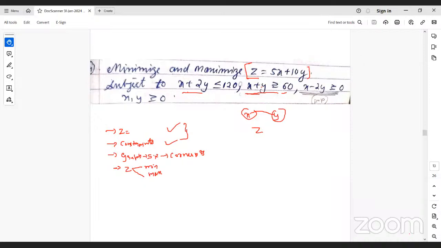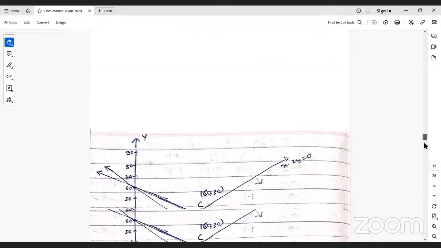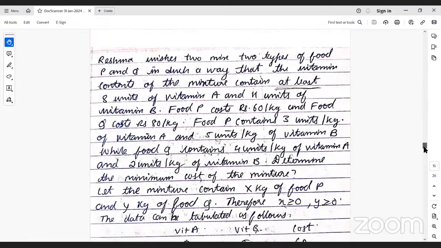Okay, so we will now discuss the verbal problems. Pay attention. This is the first verbal problem we will be discussing, in the second exercise of LPP. After completing these two problems we will start with the 3D chapter.